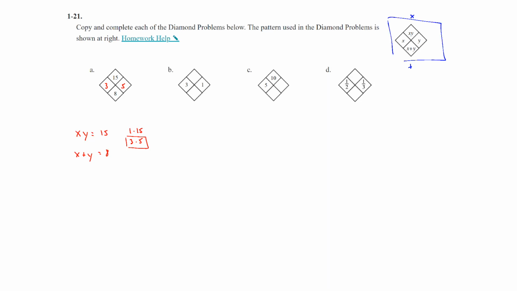On B, we actually do have x and y, so we're going to multiply to get the top. 3 times 1 is 3. We're going to add to get the bottom. 3 plus 1 is 4.